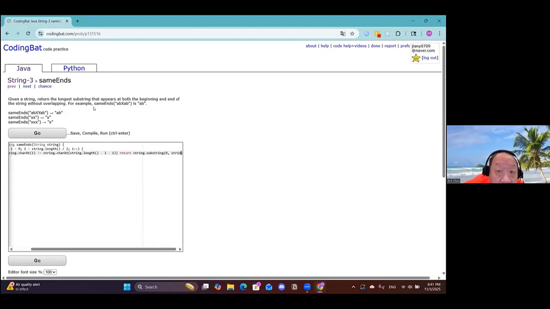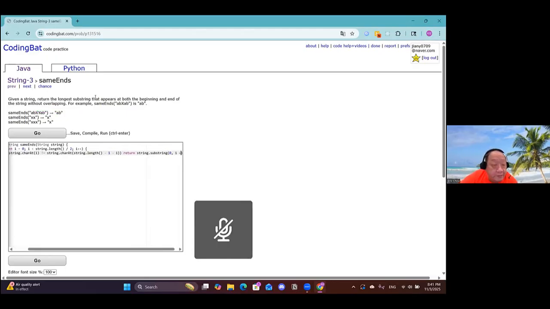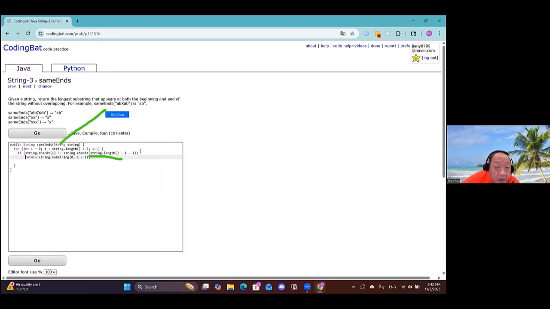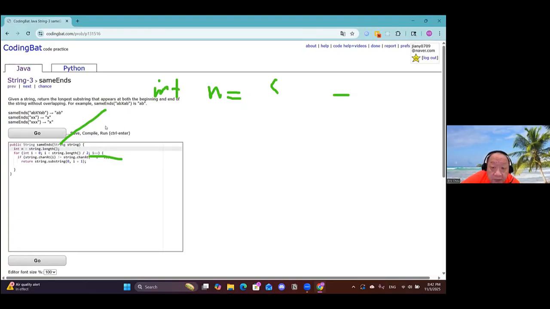This one you need to know about without overlapping, okay? This one I told you, when you need to use the string length many times, you just get it to be an integer n equals str.length. Otherwise, we will keep typing the same function over and over again. You are wasting your time, okay?